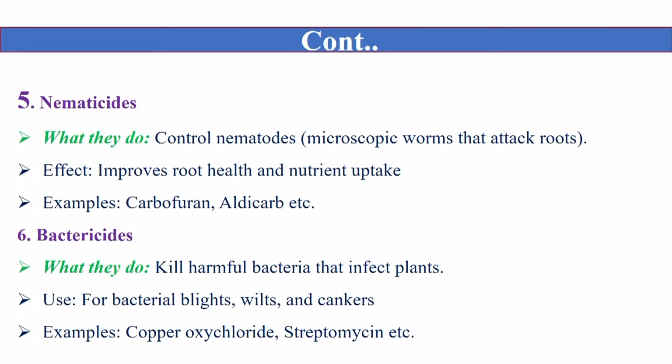And next is bactericide. Dear learners, bactericides are chemicals that are harmful to or kill bacteria that infect the plant. They are used for bacterial blight, wilts, canker, etc. Some examples of bactericides are copper oxychloride, streptomycin, tetracycline, etc.